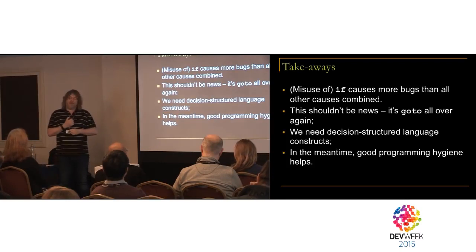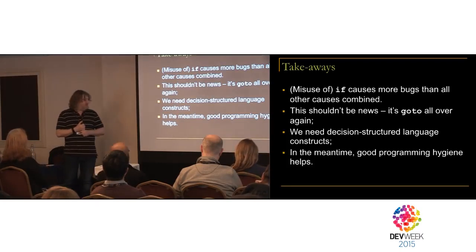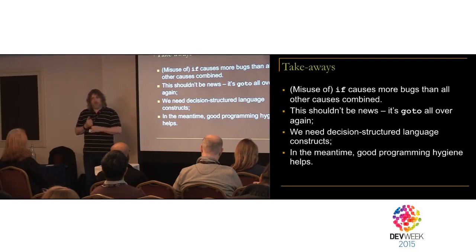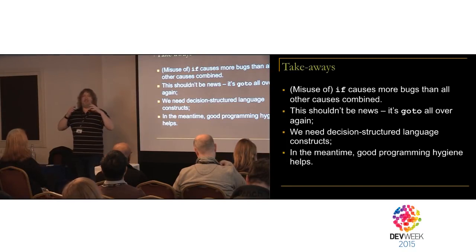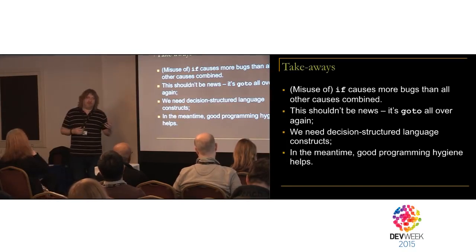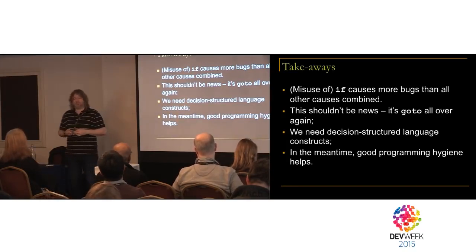We need the decision-structured language constructs, but in the meantime, the only way to fix this is good programming hygiene. So, good code reviews, look for them everywhere. Just set up your code editor to make if flash red or something, because without the ifs, you have to be judicious about it, but without the ifs, you don't have the problem.